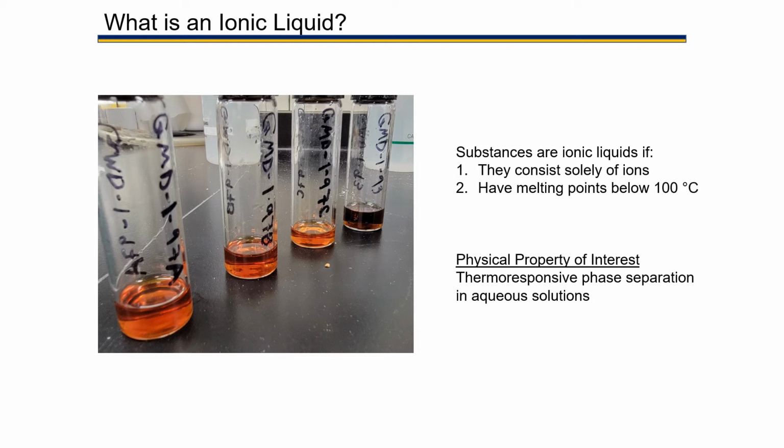Substances that consist solely of ions and have a melting point below 100 degrees centigrade are defined as ionic liquids. With seemingly endless variations of cation and anion combinations, this class of compounds constitutes a wide array of physical and chemical properties. Of these, we are most interested in thermoresponsive phase separation in aqueous solutions.